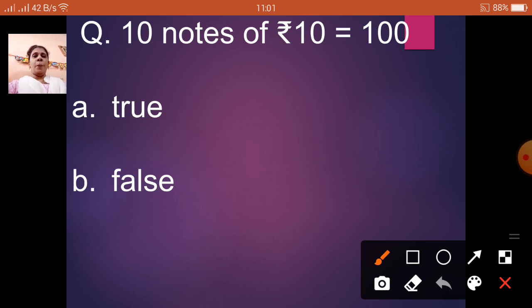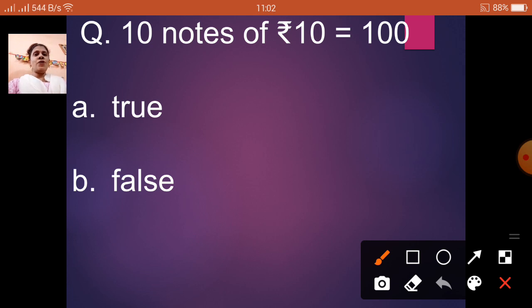One note of 10 rupee will be 10. Two notes of 10 rupee will be 20. Three notes will be 30. Four notes will be 40. Five notes will be 50. Six notes will be 60. Seven notes will be 70. Eight notes will be 80. Nine notes 90. And 10 notes of rupees 10 will be 100.